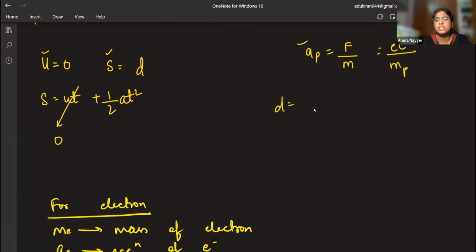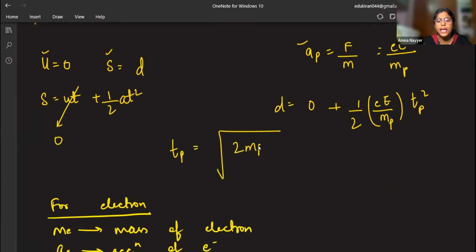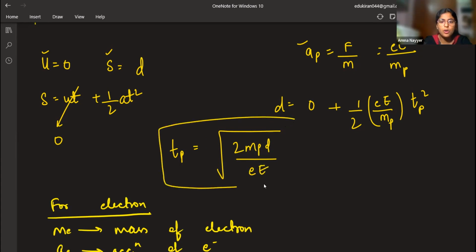This term is 0 in any case. Half acceleration is eE by m p, into t square. So from here, this is the time period of proton. So can't we conclude the time period is going to be under root 2 m p d divided by eE from here. Because this was a square, we take the root. This is the time period of proton that we have to find out.